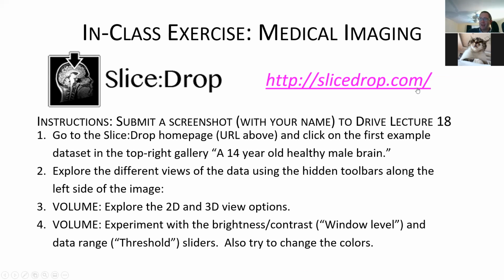We can look at the brightness contrast, so the window level on the right-hand side, the data thresholds, how long a nerve fiber should be, what the threshold is. And you can change those color schemes. You can just play around with the thing. It gives you a sense of what people have to deal with when it comes to scientific visualizations. So with that, I'm going to pause things for a second. I want you to look at slicedrop.com, take a screenshot or a screen capture of whatever you come up with, and pass that into the Google Drive.